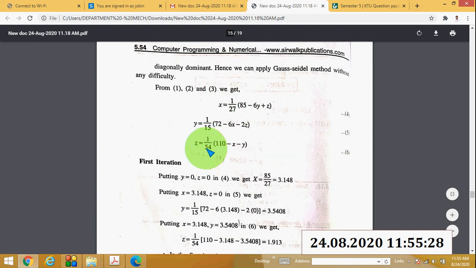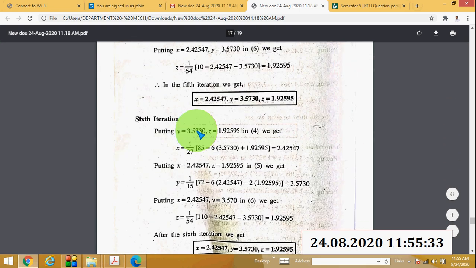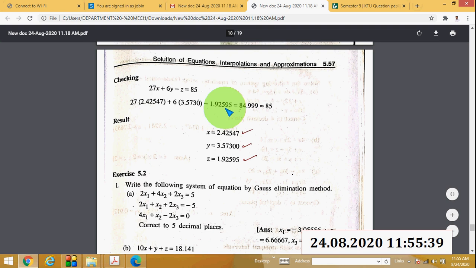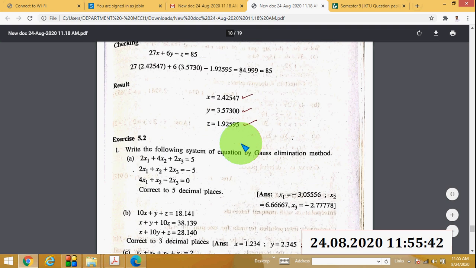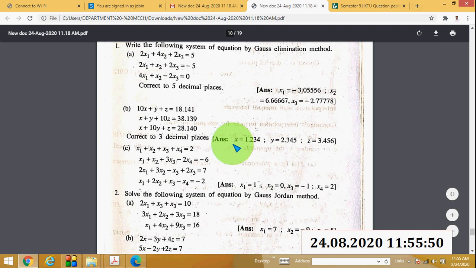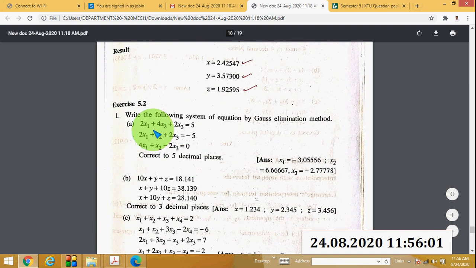First you write x, y, z, then move on to the first iteration, second, third, fourth, fifth, sixth iteration. Finally you will get the answers. You have to solve all these problems in your notebook. These are some of the exercises on the Gauss elimination method, Gauss-Jordan method, and Gauss-Seidel method. The answers, the x, y, z values, are also given. If you are interested, you can solve these exercises in your notebook. That was all about the problems related to the Gauss-Seidel iteration method.